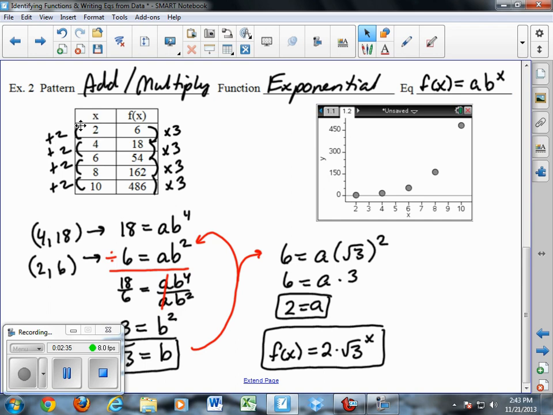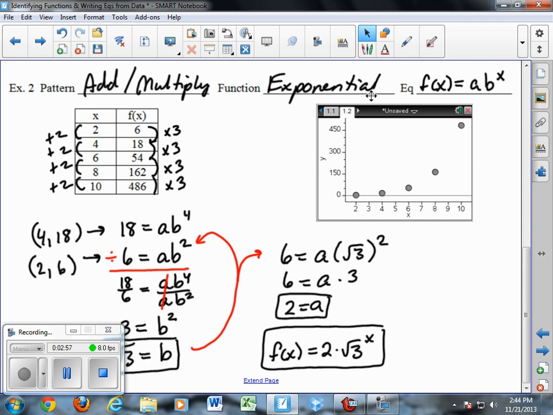Every time we go up by the same increment adding in the x, we go up or down by multiplying in the y direction. We could multiply by a number bigger than 1 and it would increase, or multiply by a number smaller than 1, like a third, and it would decrease. But you see that you have this distinct multiplication pattern. That's always a sign of an exponential function.